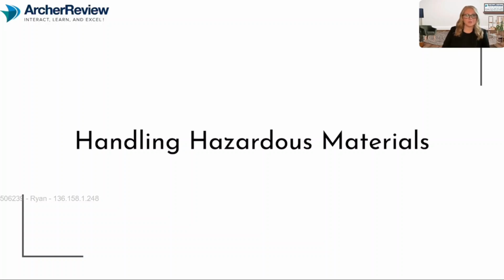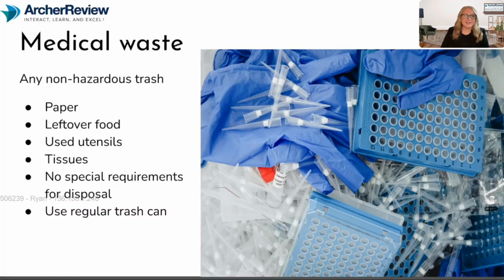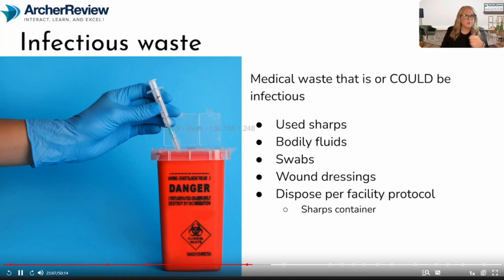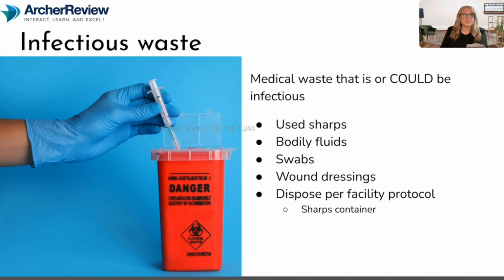Next up, how do we handle hazardous material? So we can classify material in a few different ways. First, we'll talk just about medical waste. This is any trash that's non-hazardous. So your paper, your leftover food or utensils, tissues, you're just going to put all this junk in a regular trash can. Now, if the trash has any chance of being infectious, like a used sharp, bodily fluids, a wound swab, then we're going to dispose of it per facility protocol in the sharps container. And this is what is considered infectious waste because it could be infectious.